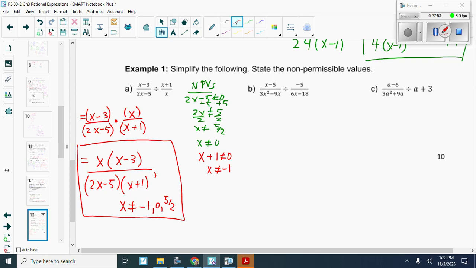How's that? So our next step, now we're going to do some factoring. And then this last one, we've got just a little bit of weirdness going on that we'll do together. Take a look at that. If you're feeling good, go ahead and factor B. You're going to factor it, and then you're going to state your non-permissible values. B, B for Bob.